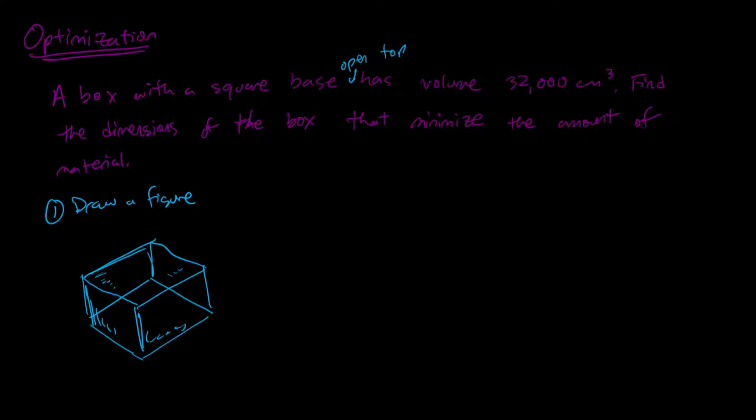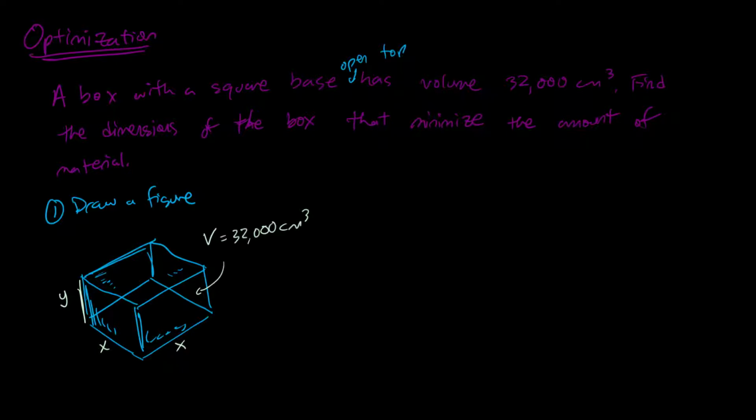Alright, now let's put some variables down. We know it has a square base, so these sides can both be x, and it's got some sort of height. Let's call that y. And I know that the total volume of this is 32,000 centimeters cubed. Okay, so I know that. So there's a pretty good image of what we're dealing with here.